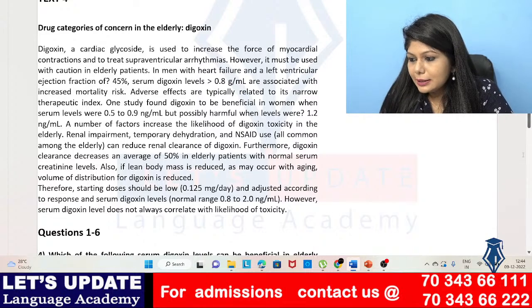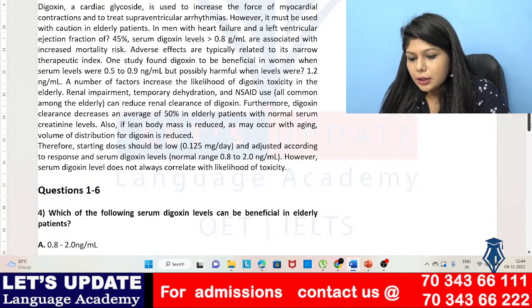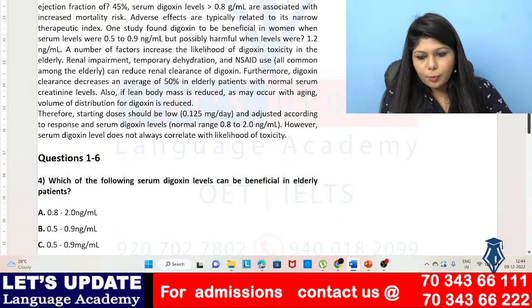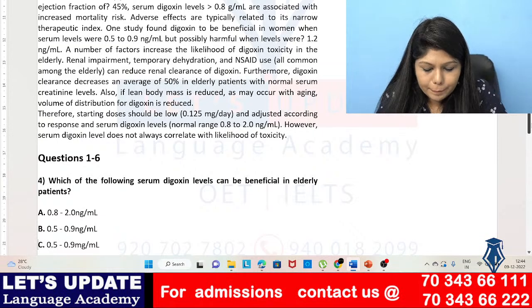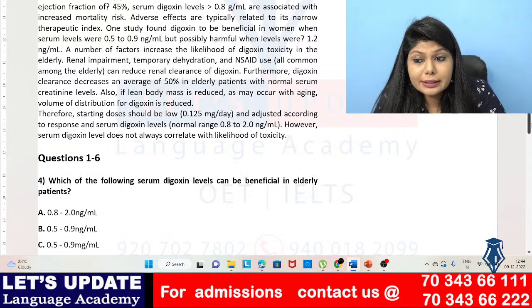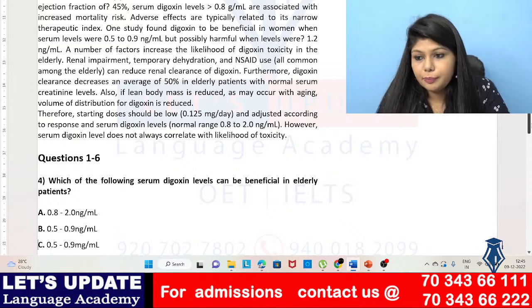So what is the question? Which of the following serum digoxin levels can be beneficial in elderly patients? What do you think the answer is from option A, B, and C? They have mentioned the normal range, but the question is about elderly patients. There is certain information that they have mentioned. Keeping in mind that information, you have to choose the level.